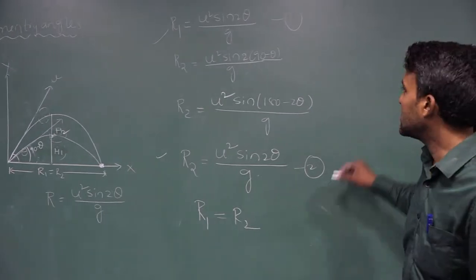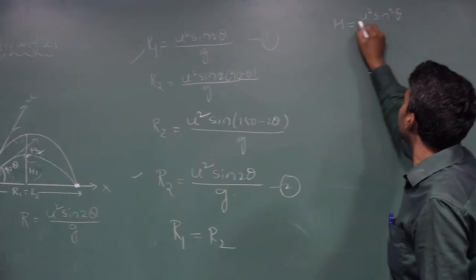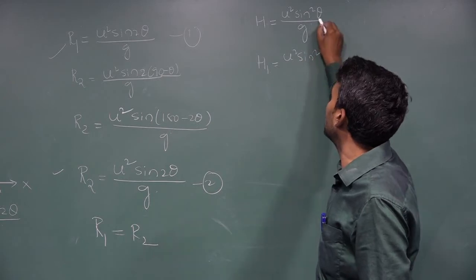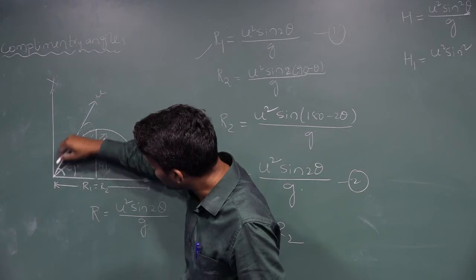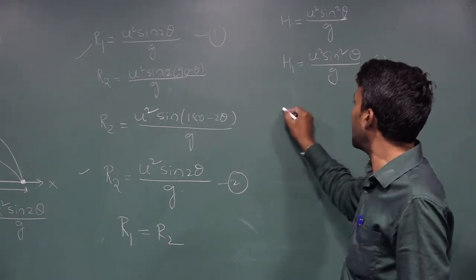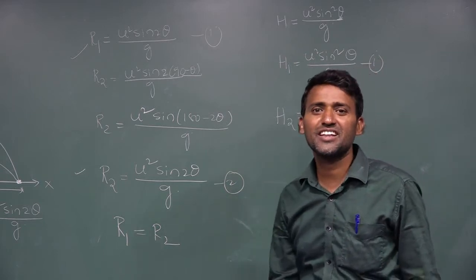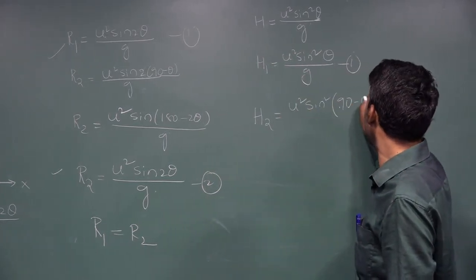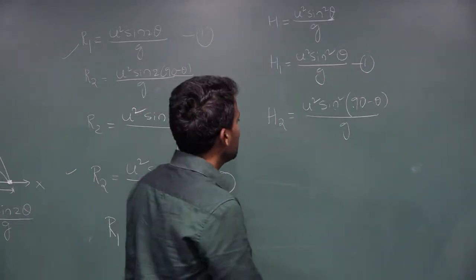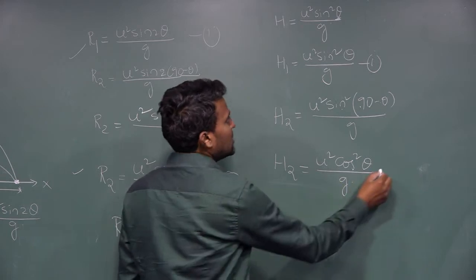So what is the total height? First I write the height formula: H is equal to u square sin square theta divided by g. Now H1 is equal to u square sin square theta divided by g, since the first angle is theta. That is equation number 1. And H2 is equal to u square sin square of the complement, 90 minus theta, divided by g. Sin 90 minus theta is in the first quadrant, so sin 90 minus theta can be written as cos theta. So H2 is equal to u square cos square theta divided by g. It is equation number 2.